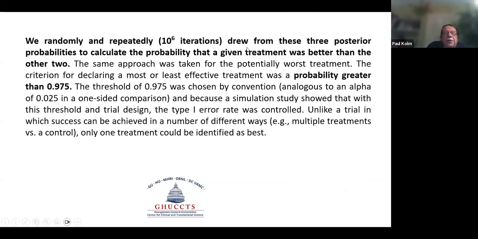So they did 10 to the 6th iterations and calculated the probability that a given treatment was better than the other two. And so their decision here is based on that it was most effective or least effective with a probability greater than 0.975. And then they see here that they're kind of reverting back to the conventional frequentist. The 0.975 was analogous to an alpha of 0.025 in a one-sided comparison.